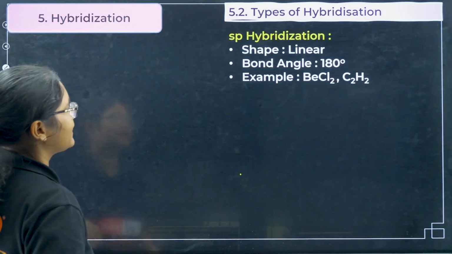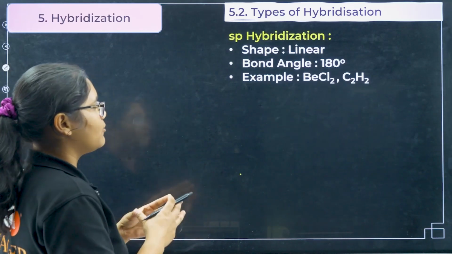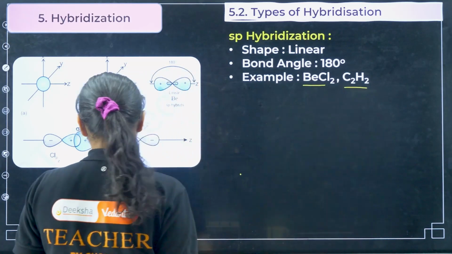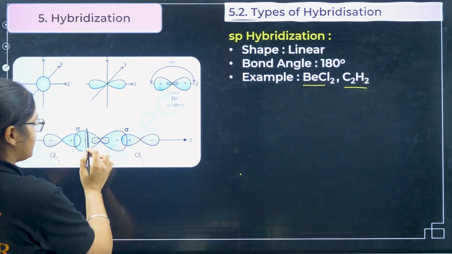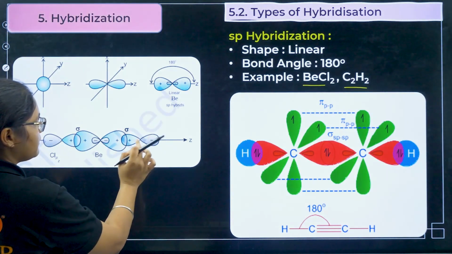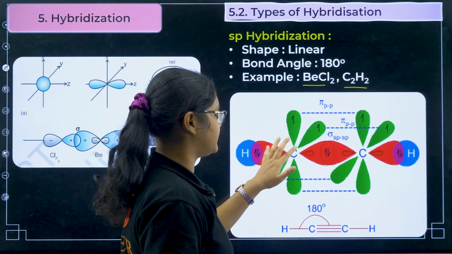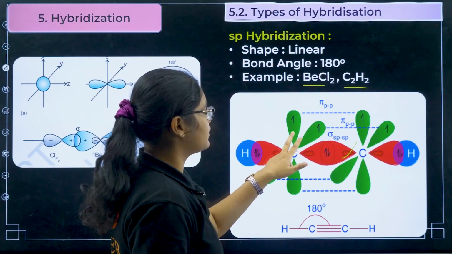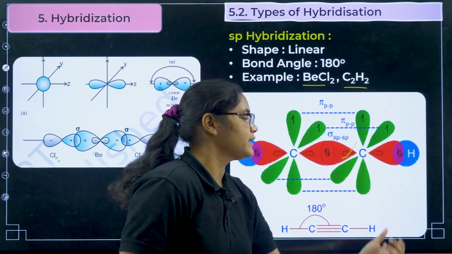Now if I show you the types of hybridization, the first we have is sp hybridization. Here the shape is linear, the bond angle is 180 degrees, and examples are BeCl2 or C2H2. You can see here beryllium has these sp hybrid orbitals, and beryllium's hybrid orbitals are forming bonds with the p orbitals of chlorine. Similarly, if you see ethyne, each carbon has one hybrid orbital, they are forming a sigma bond, and these are your unhybridized orbitals. The red one is your hybrid orbital which is forming a bond between carbon and carbon, and we have one with hydrogen.